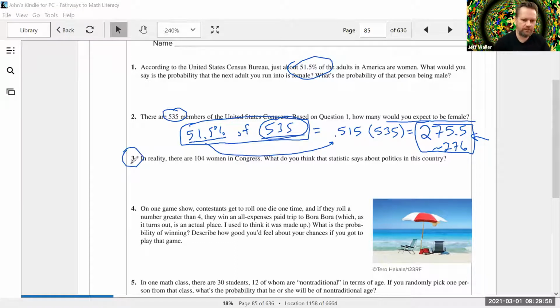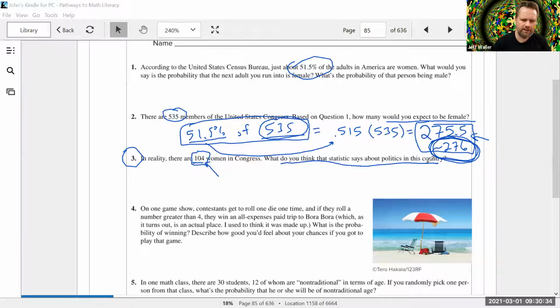Number 3 says, now actually I looked it up and I think there's 123. I can't remember what I looked up. But let's just go with the number they give us. There are really 104 women in Congress, and we expected there to be 276. So there's a lot of different answers you can give me about this question, but does that make sense now how number 3 is all about?